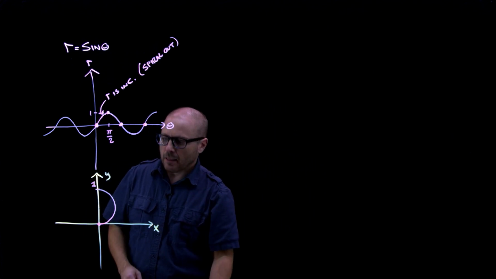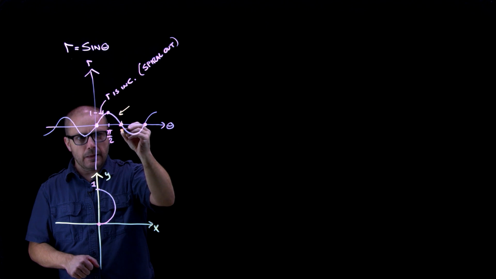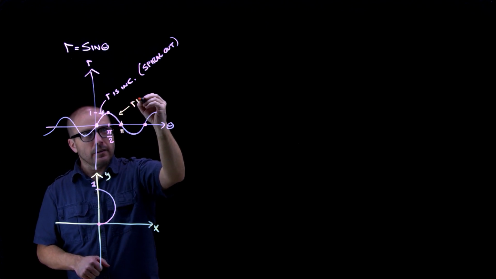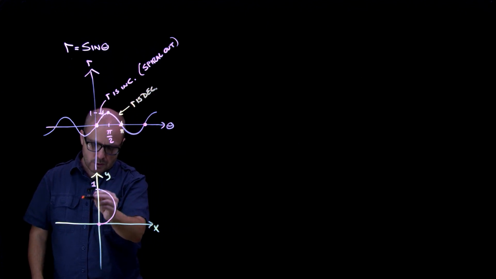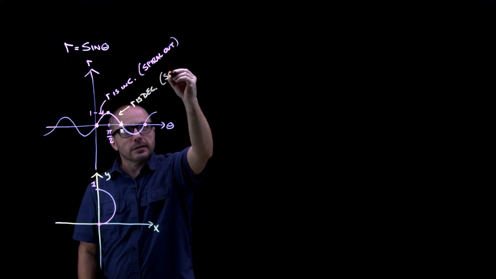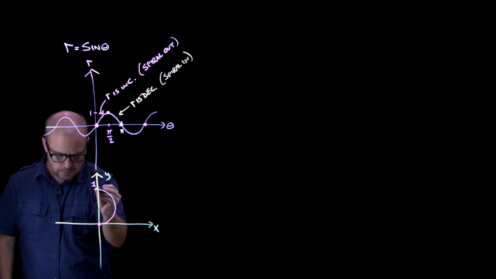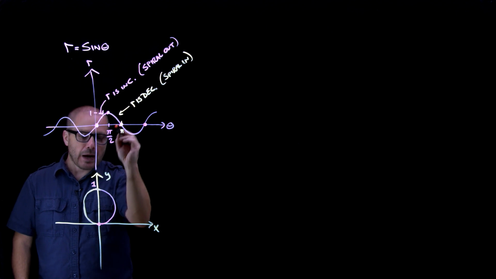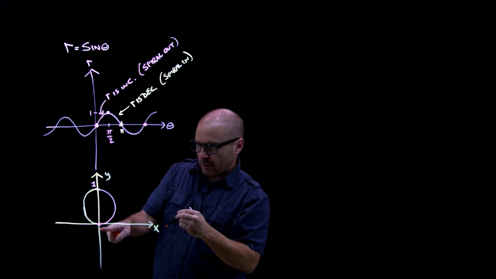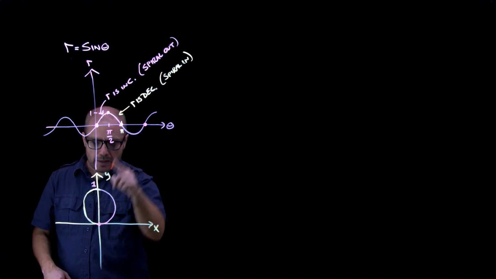Now, from pi over 2 to pi, I have r decreasing, right? A decreasing r means you're closer and closer to the origin, or spiraling in. So that's a spiral in, and that corresponds to something like that. When we get around to pi, which means facing that way, we're back to an r of 0. So we started out at 0, spiraled out to 1, spiraled back into 0.